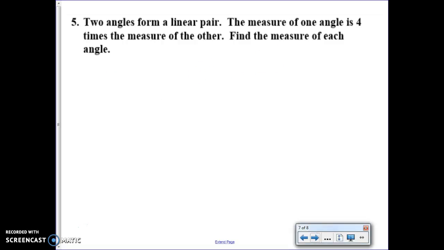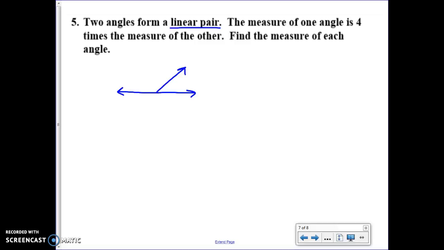Okay, then this says two angles form a linear pair. The measure of one angle is 4 times the measure of the other. Find the measure of each angle. If this doesn't make sense right away, draw a picture. Immediately I see linear pair, so I'm going to draw a picture of a linear pair. I know that a linear pair is two angles whose sides form that straight line. It says the measure of one angle is 4 times the measure of the other.